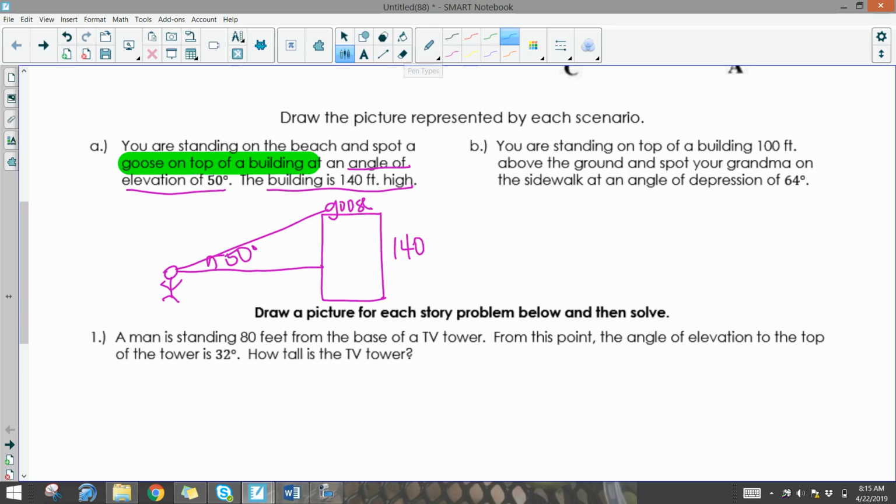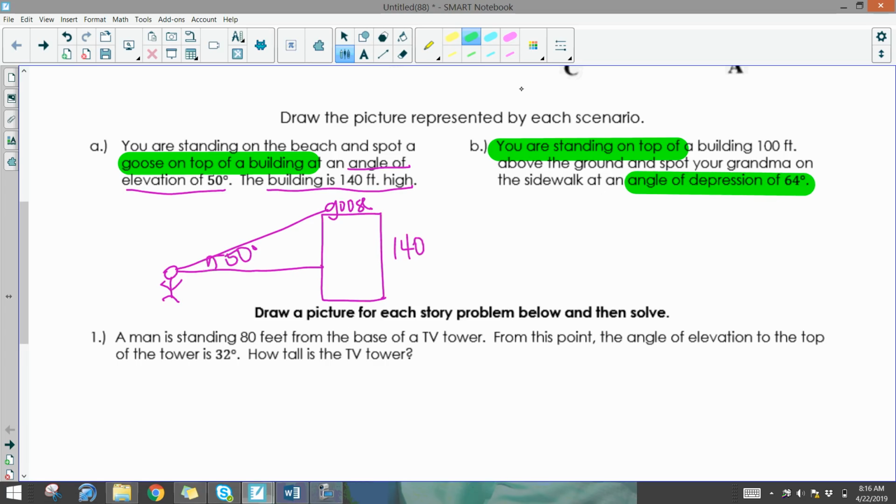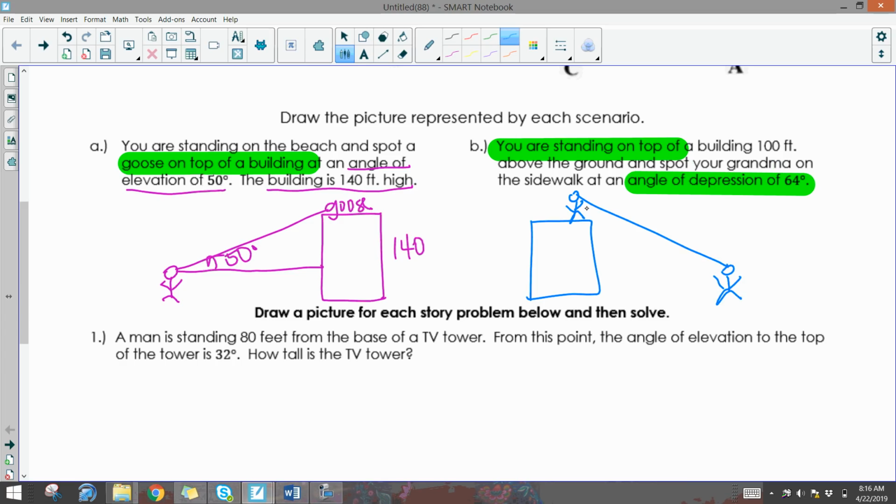The next one says you are standing on top of a building 100 feet above the ground. So you are standing on top 100 feet above the ground, and you spot your grandma on the sidewalk at an angle of depression of 64 degrees. So that means that you're up here on top of a building now, and you're looking down to grandma who's on the sidewalk. So you're looking down to grandma at an angle of depression.